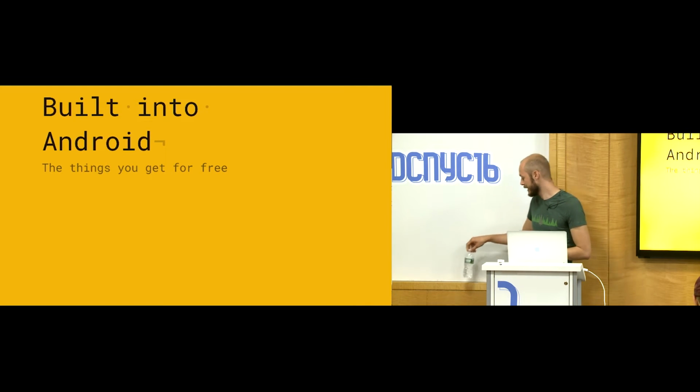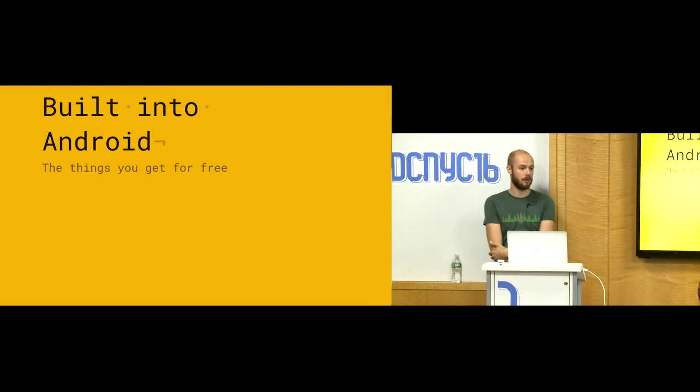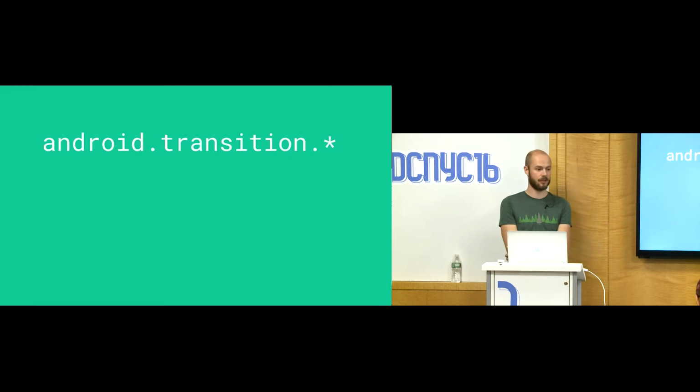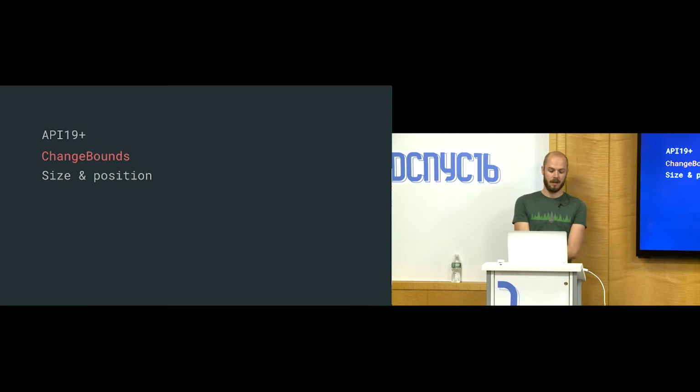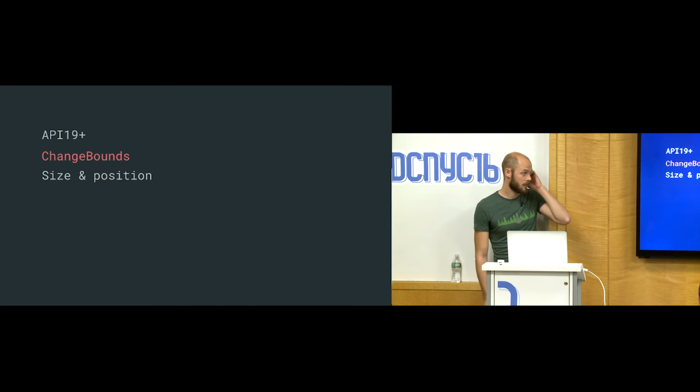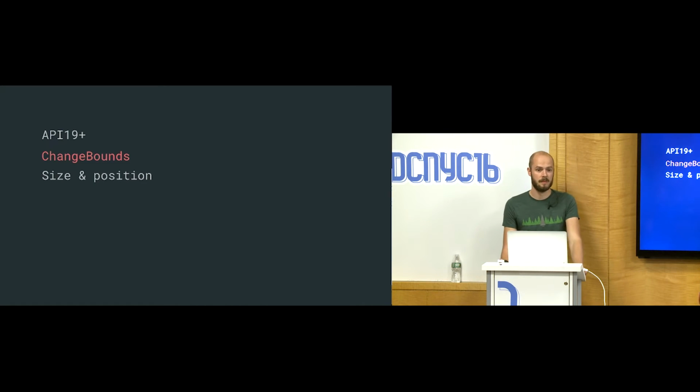So let's take a look at what you get for free from the Android framework. Let's take a short look in the Android transition package. It's not everything that is in the package I will cover here. I will cover the most important bits that you will be using in the first place when you start with transitions. One of the most used transitions is change bounds, which has been added in KitKat.